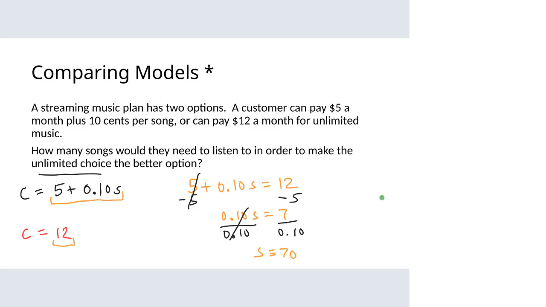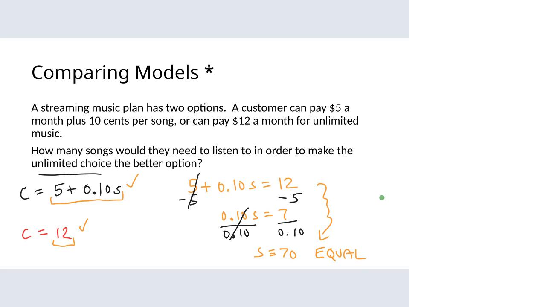It's really good to be able to set up this model, set up that model, realize that we want to set them equal to each other, and then solve. But then we also want to make sure we understand what it is we just did. What we just did is we found the number of songs that would make the cost equal. If this person listens to 70 songs every month, the cost is going to be the same.